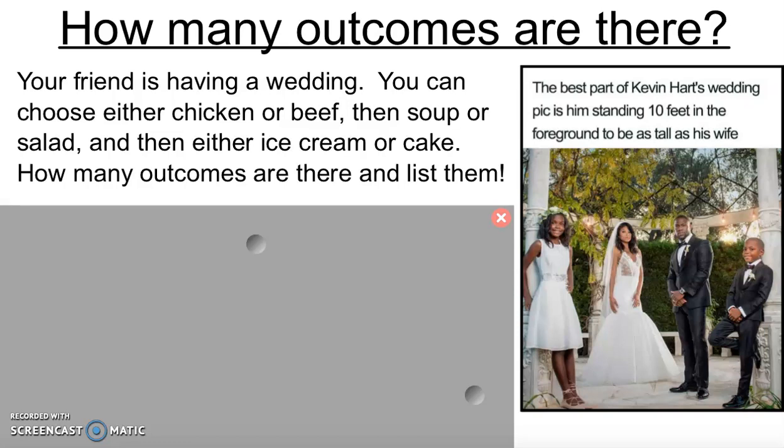Well, let's take a look at an example here. Your friend is having a wedding, and during the meal, you can either have chicken or beef, soup or salad, and then either ice cream or cake. Okay, how many outcomes are there, and list them?